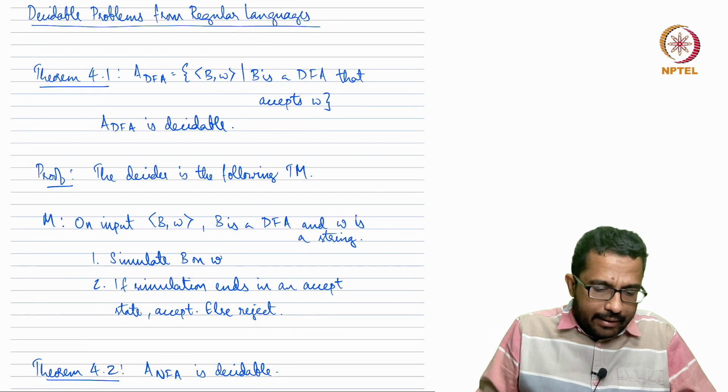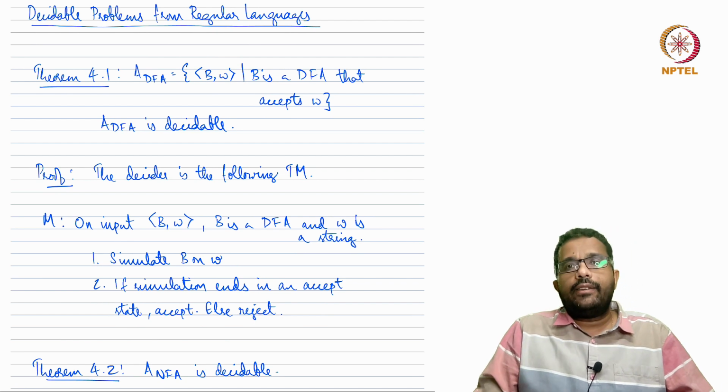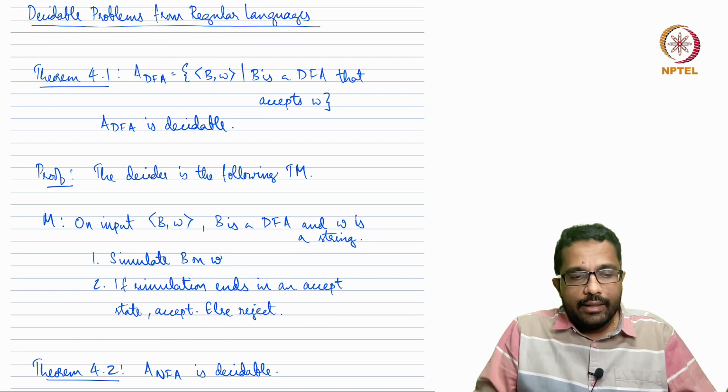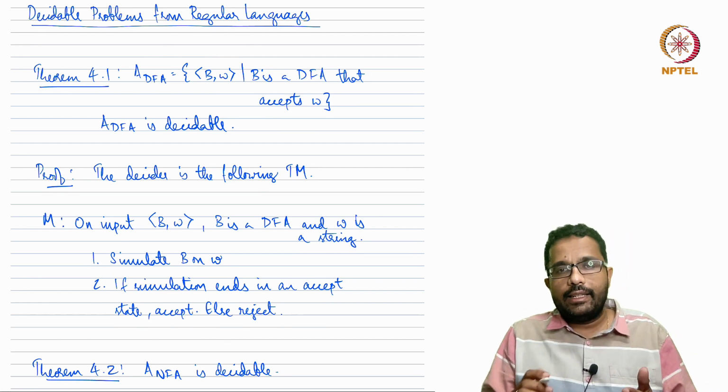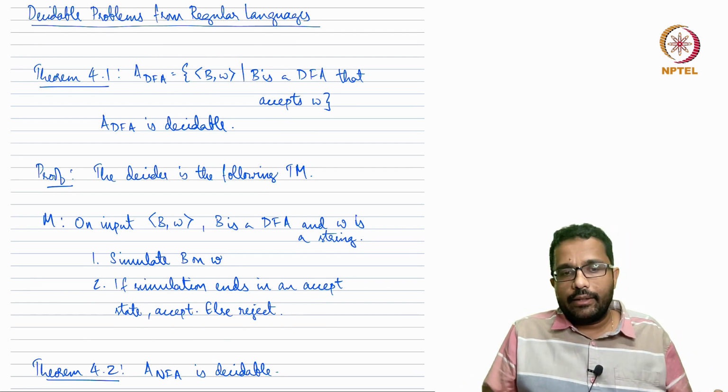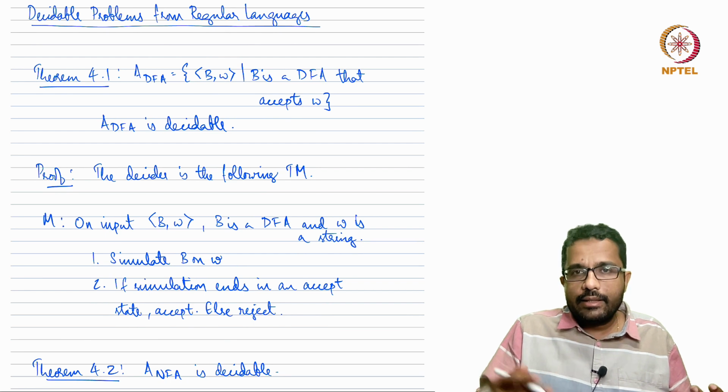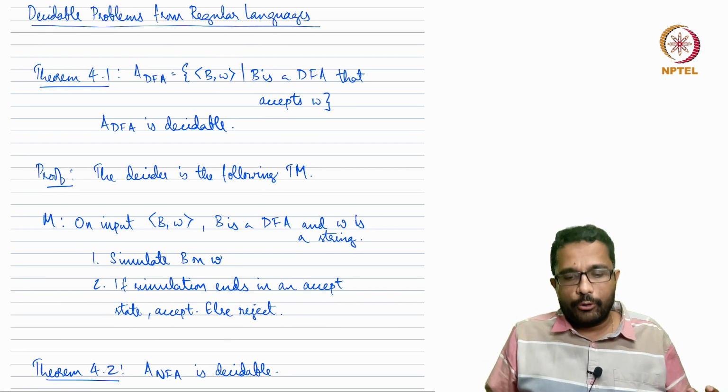The decider is simple. Given a DFA and given a string, the decider, the Turing machine, is given the DFA, so it knows the rules of the DFA. And it just starts running the DFA on the input string, right?